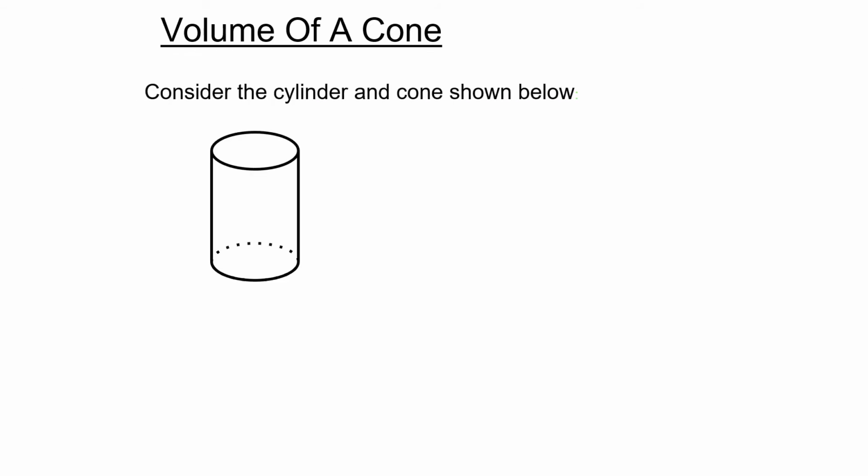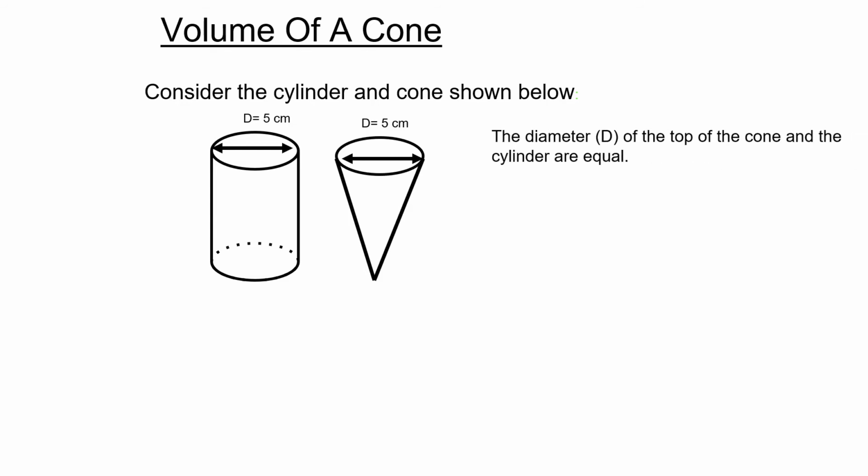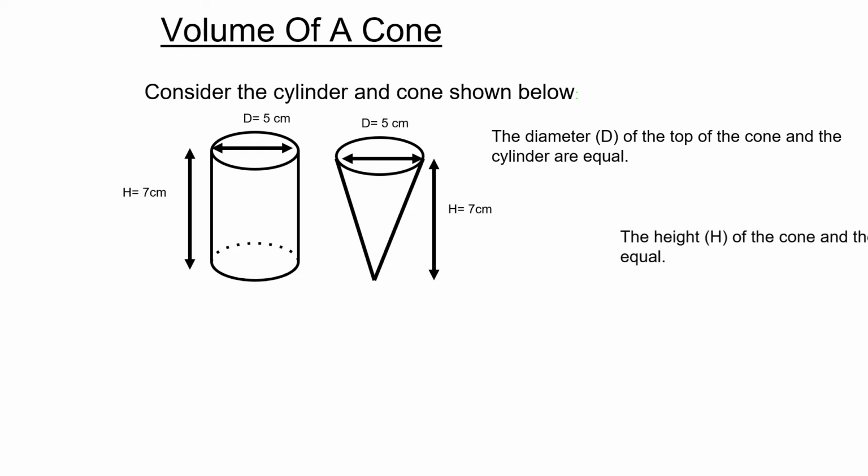Take a look at the cylinder and the cone as shown below. What do you notice about the diameter of both the cylinder and the cone? That's right, the diameters are the same. Therefore, the diameter of the top of the cone and the cylinder are equal. What do you notice about the heights of the cylinder and of the cone? You're also correct. The height of the cone and the cylinder are equal.